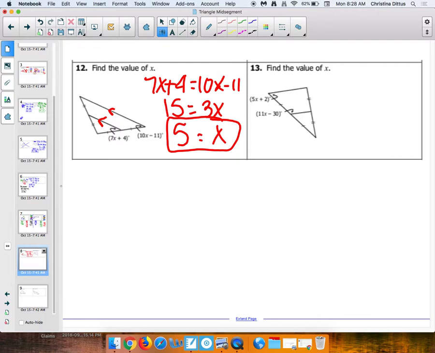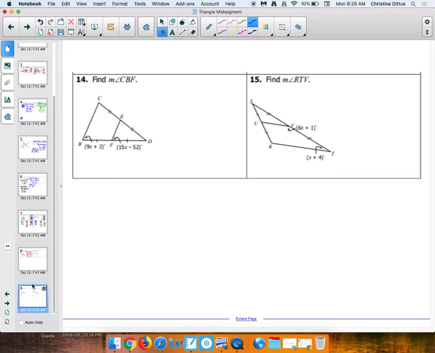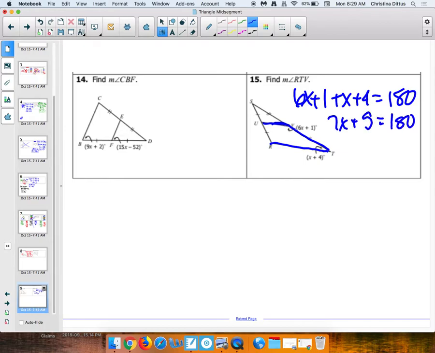Skip down to number 15. Is that cool? My two angles, 6x plus 1 and x plus 4. What do I know about them? They make 180 degrees. They're on the same half of my midsegment, so they make a field goal. They add up to 180. So 6x plus 1 plus x plus 4 has to equal 180. Combining like terms, I got 7x plus 5. X equals 25.